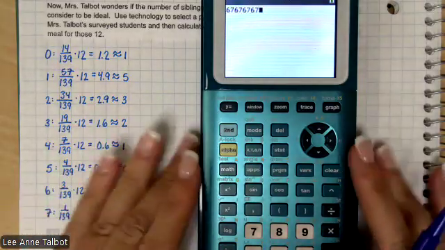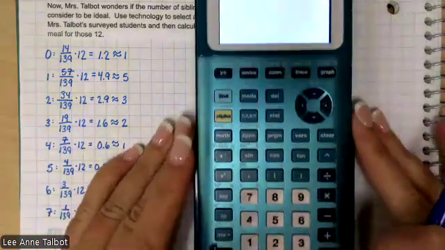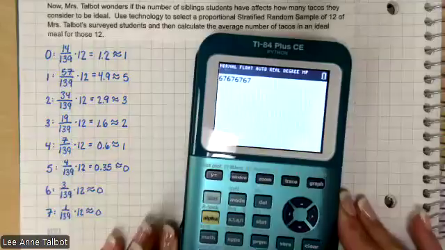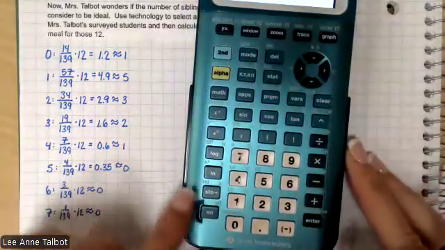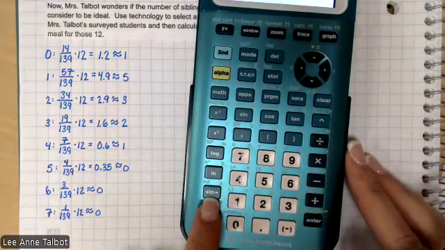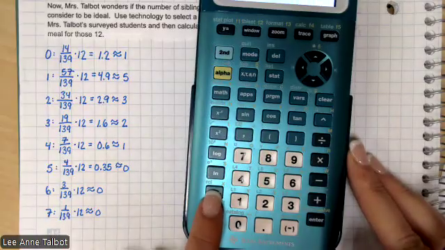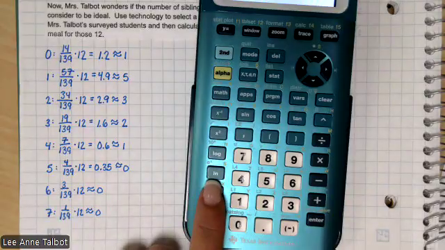Anyway, okay. So what you want to do is type in a number. Please don't type this one. And hit this button, which is the store button. So STO, you've probably never hit that button before.